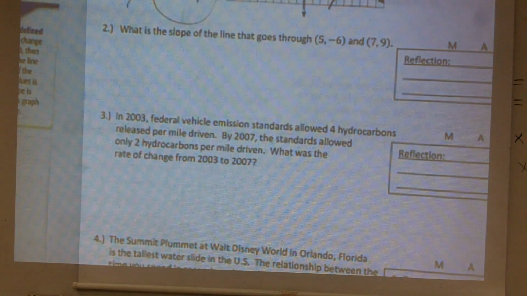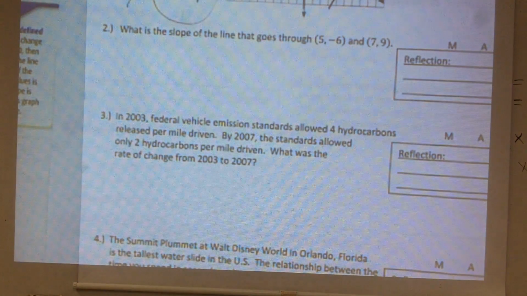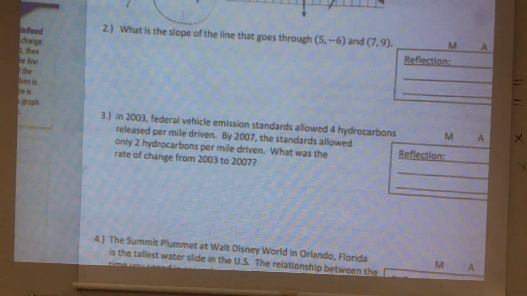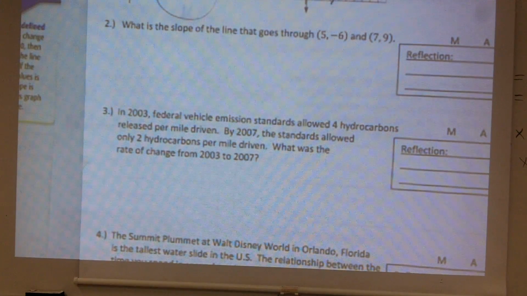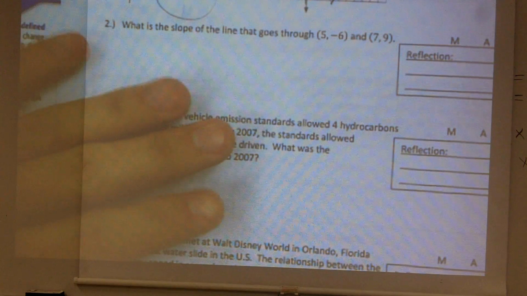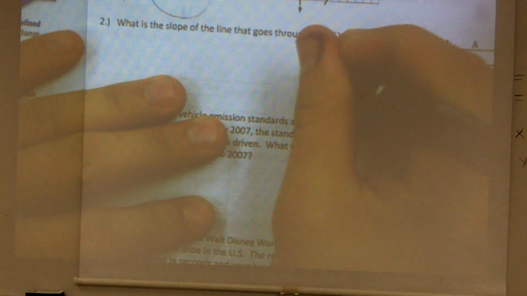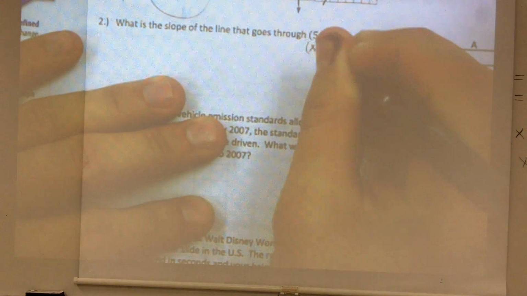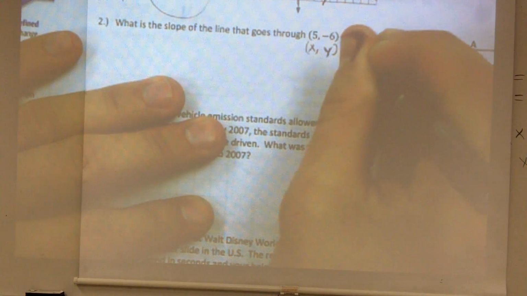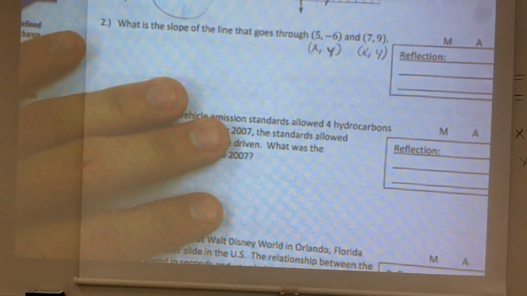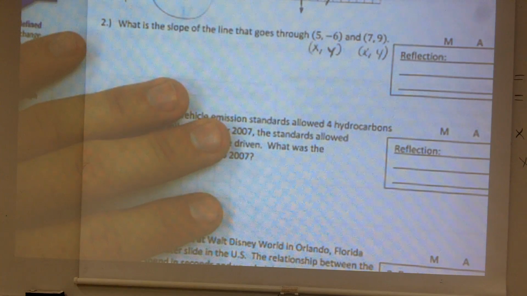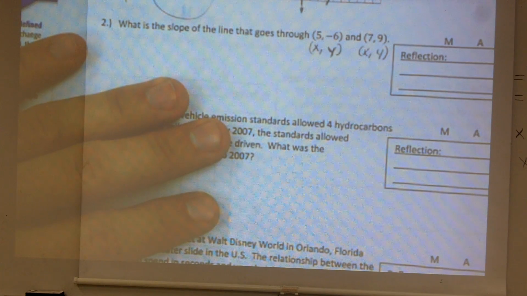Okay, for this problem, guys, what is the slope of the line? If you remember, each point is a coordinate, right? So every coordinate has an x and a y value. Correct? So what I'm going to do is simply subtract my x's and subtract my y's.